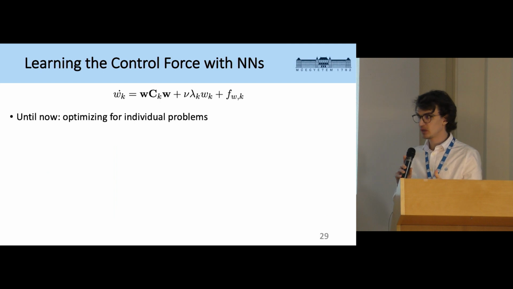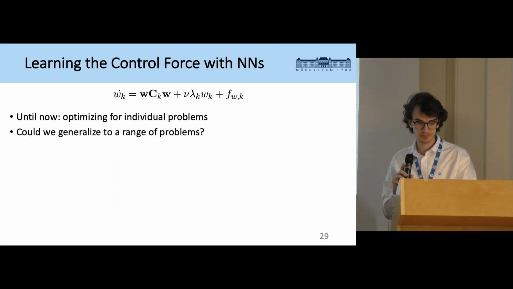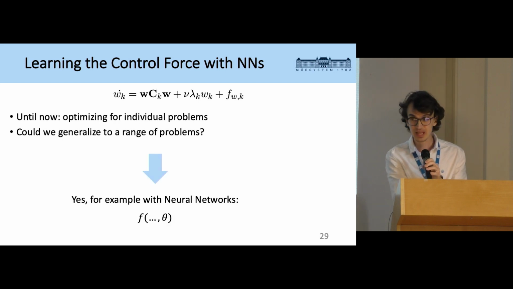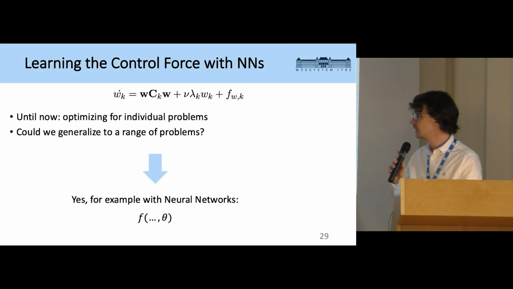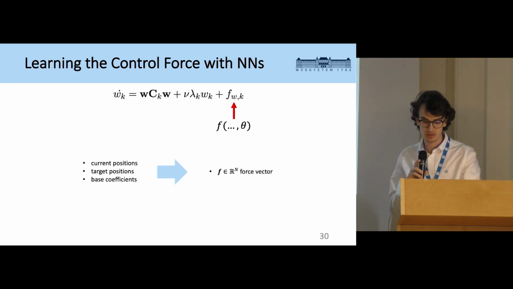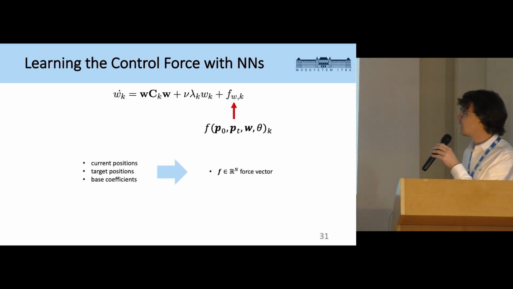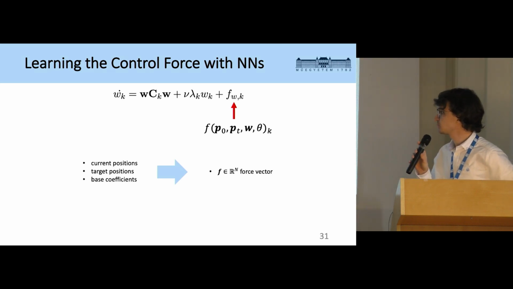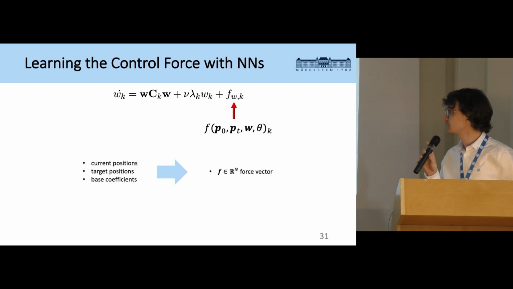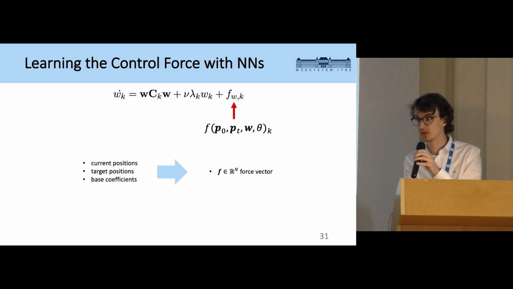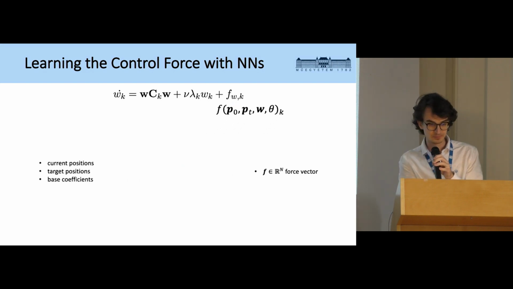So until now, we have been optimizing for individual problems, but the question arises, could we generalize to a range of problems? And yes, as I already hinted at earlier, we can use neural networks to find the generalized solutions, where we define our neural network as taking in our current positions, our target positions, and also our current basis coefficients. And from these, giving us our force vector to be applied at the given time step.